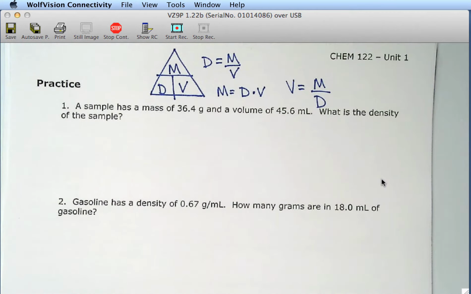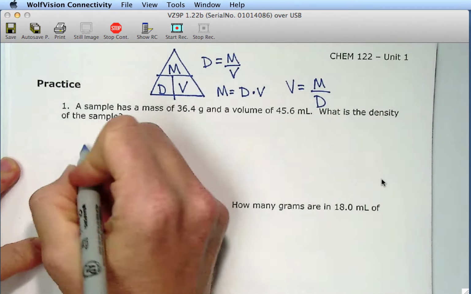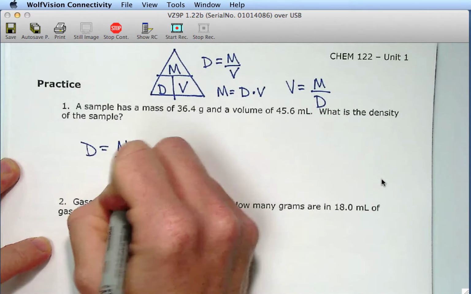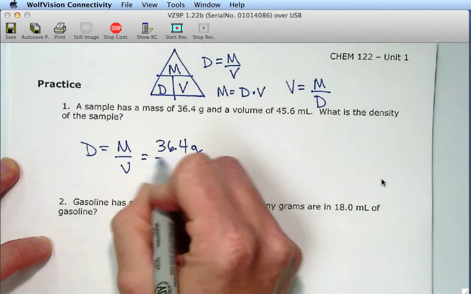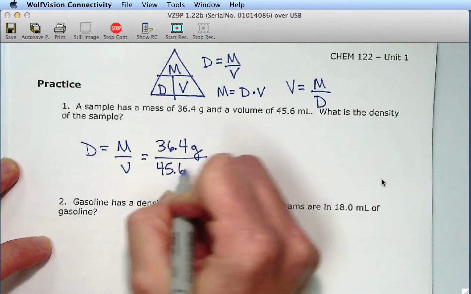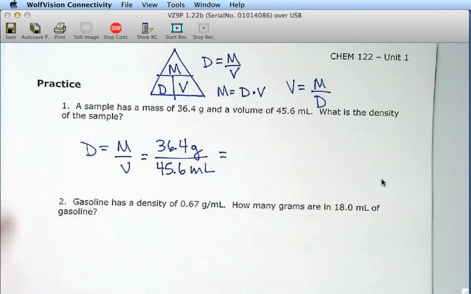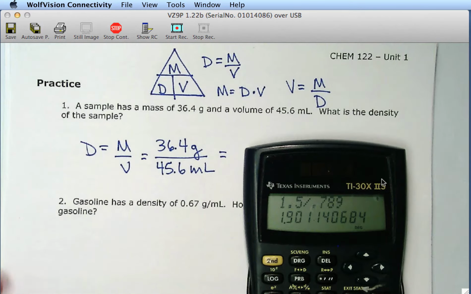So number 1, using the triangle works pretty nicely, right? Just plugging and chugging. So D equals M over V. Your mass is 36.4 grams. Your volume is 45.6 milliliters. So you're just going to divide on your calculator, and of course pay attention to sig figs. Even though you want to forget them for a while, take a break. We'll get a break, by the way, from sig figs in units 3 and 4 and 6, so you don't have to think about it.